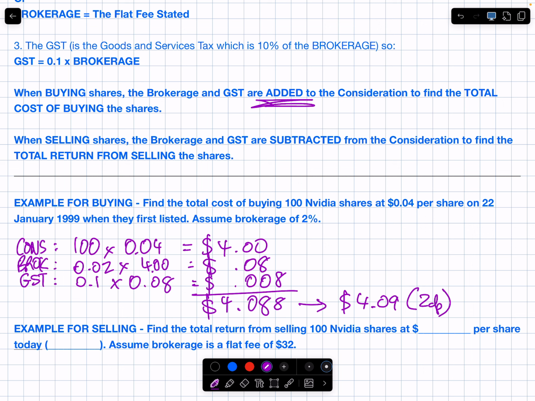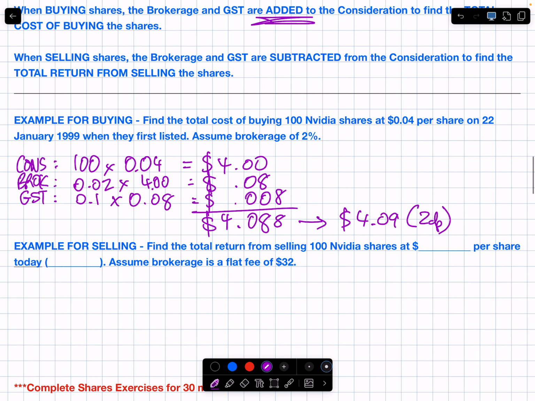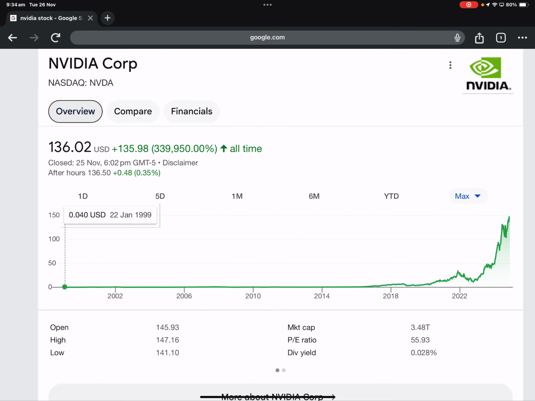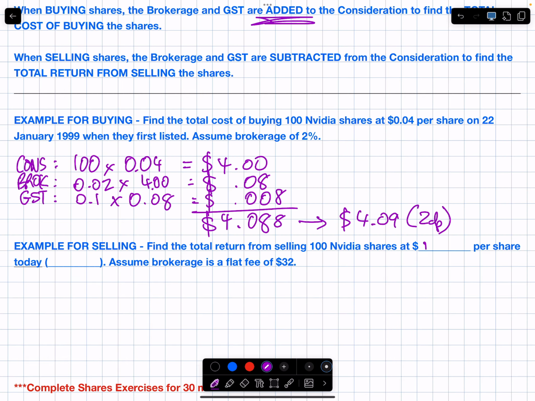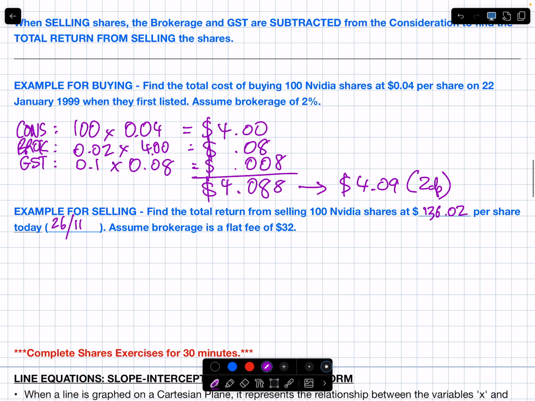Okay? Now, we looked at today's price. That changed in literally the last minute, $136.02. Today, which is the what's the date? 26th. Assume brokerage is a flat fee. So let's pretend that now you've grown as a person. You want to sell those shares and see what you'll make.